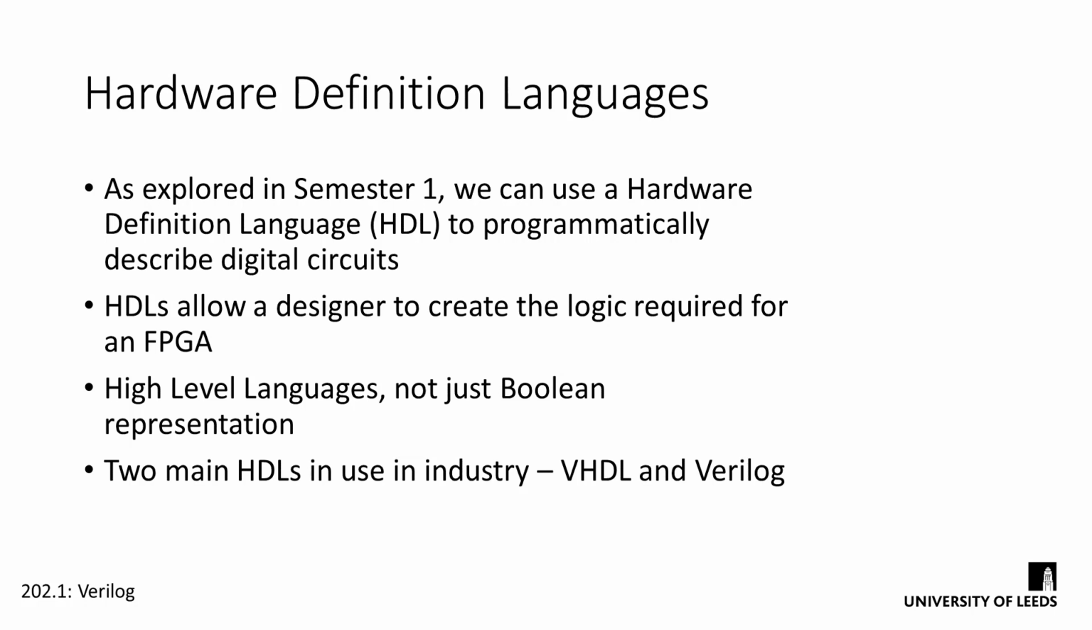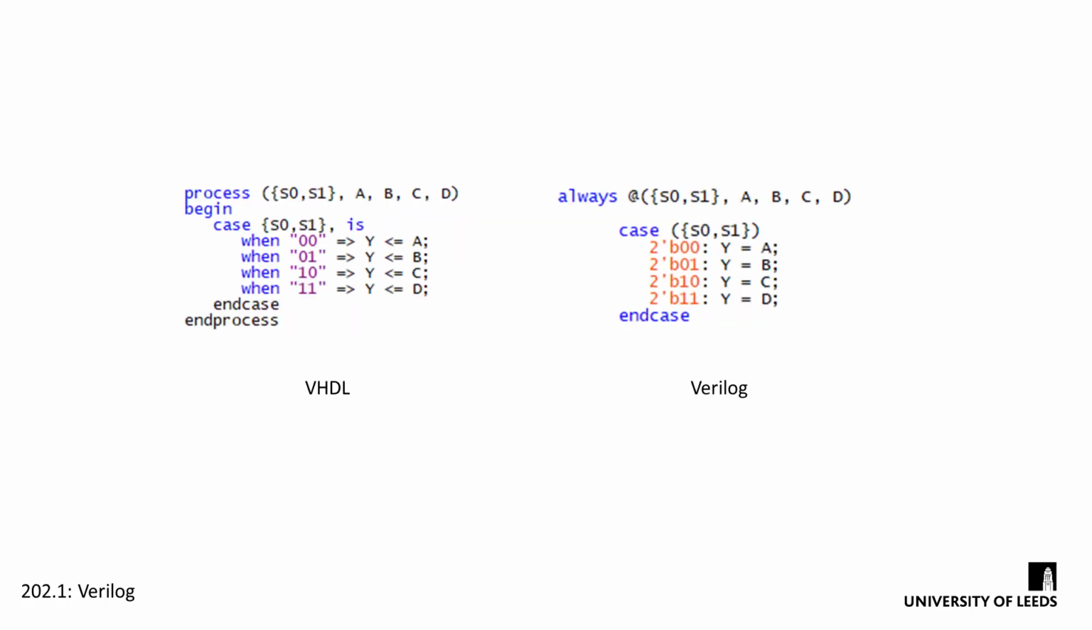There are two main hardware definition languages used in industry, VHDL and Verilog. The language that you used last semester, Jack, is also an HDL, but was designed specifically for the Nand2Tetris course and doesn't have any real-world implementation. So we're just going to take a look at the differences between Verilog and VHDL.